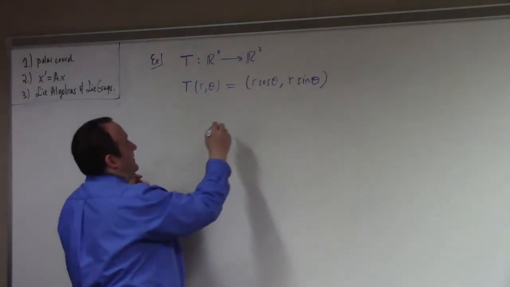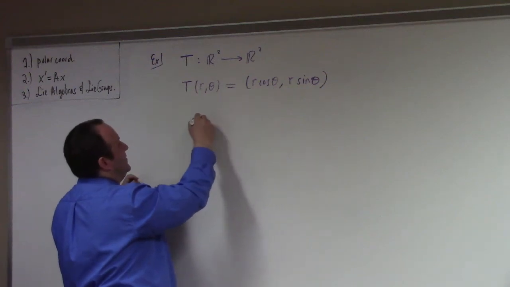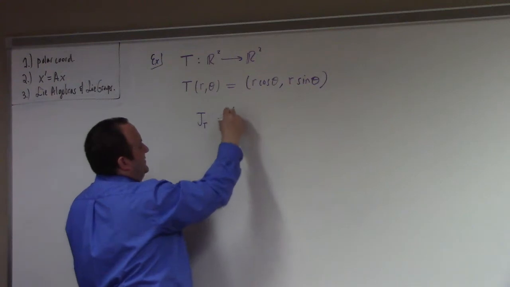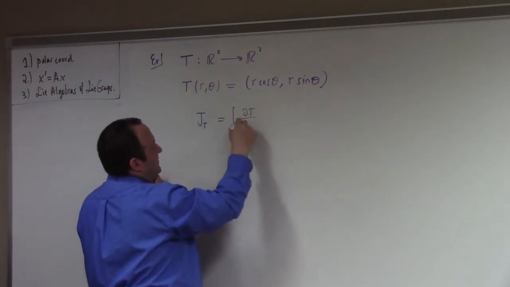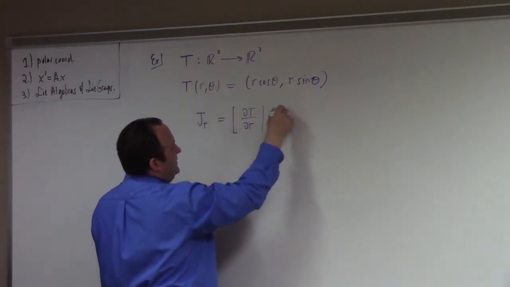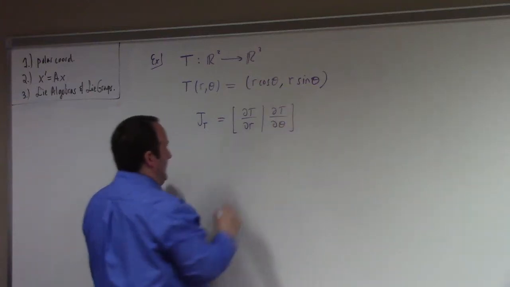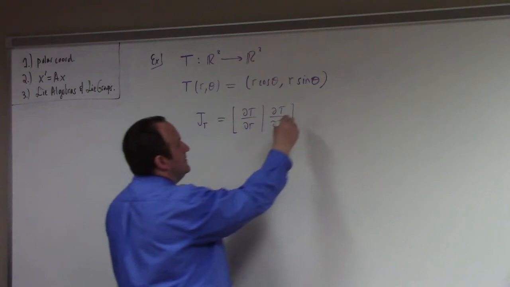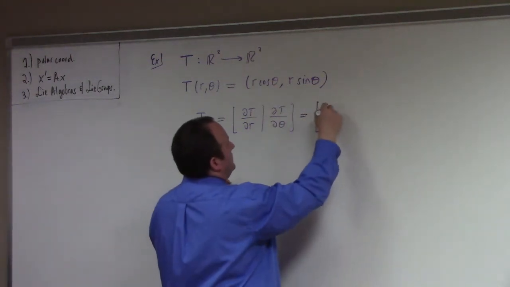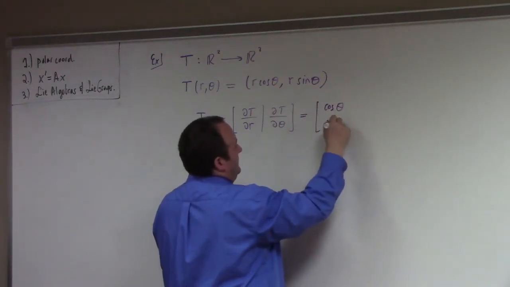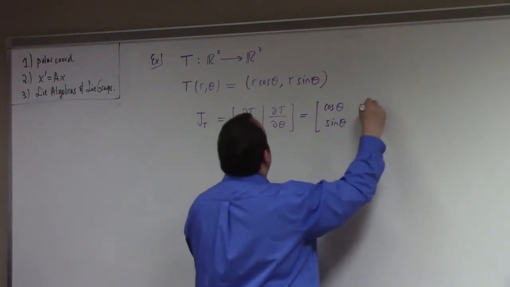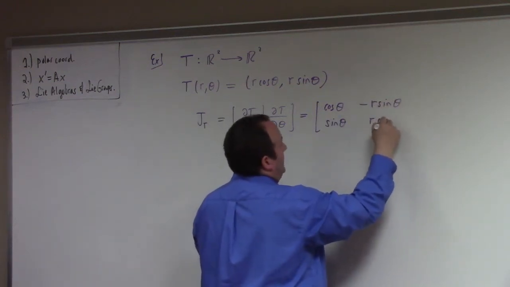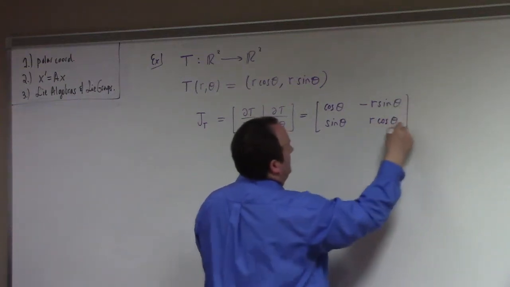So if you were to calculate the Jacobian of T, it would be a 2 by 2 matrix: partial T partial r, partial T partial theta, all right? You can calculate that pretty easily. It gives you cosine theta, sine theta for the first column, minus r sine theta, r cosine theta for the second column, like that.